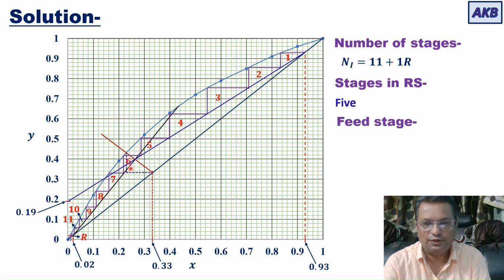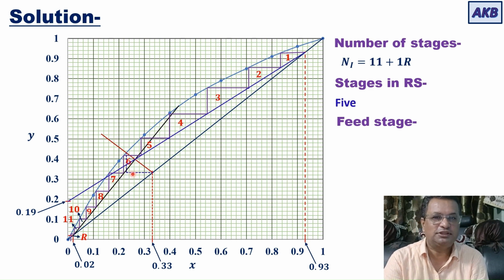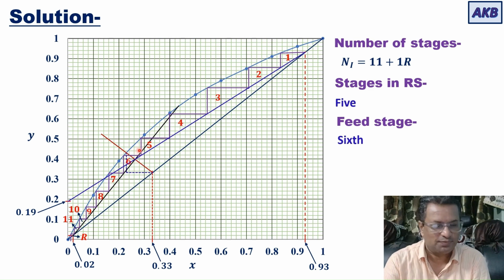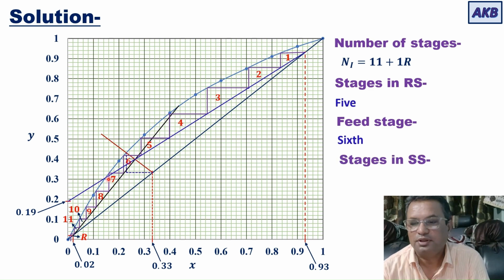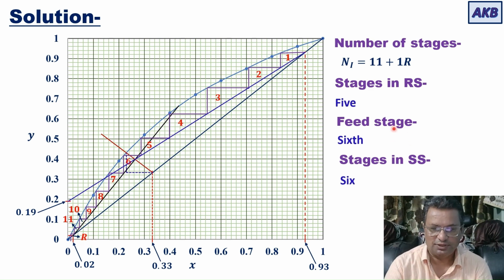Then the feed plate will be the 6th plate. Why the 6th plate? Because in this case, the intersection of the 3 lines is occurring on the 6th plate, or the 6th triangle. So the feed stage is the 6th stage, and the remaining stages will be in the stripping section. So how many stages will be there? 1, 2, 3, 4, 5, and 6. There will be 6 stages in the stripping section.